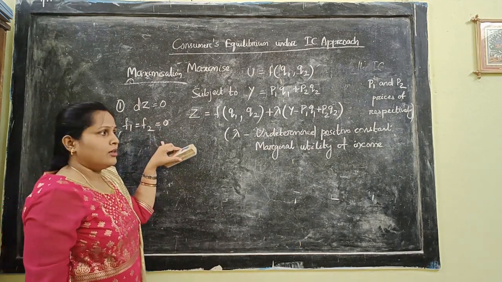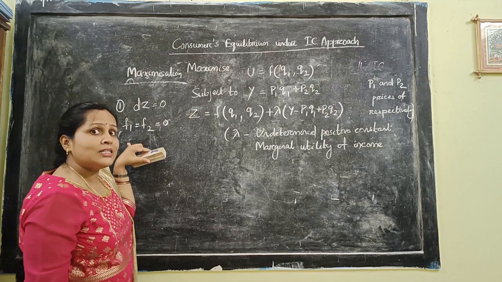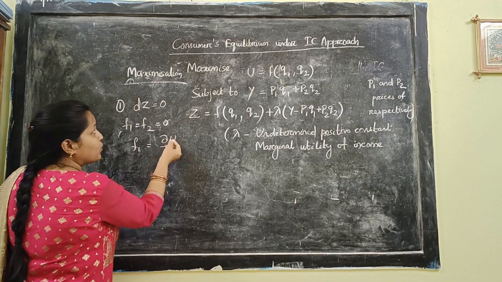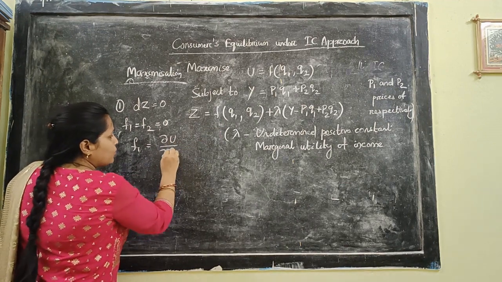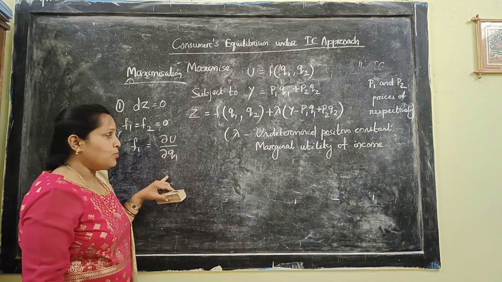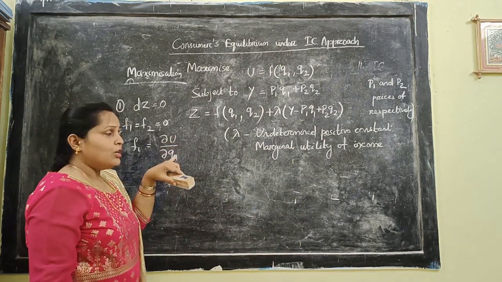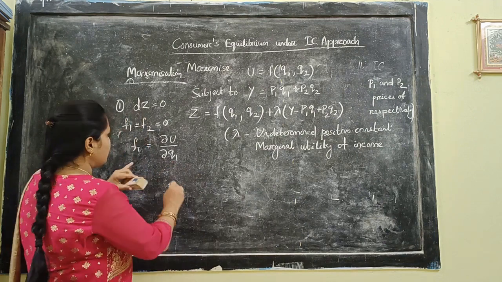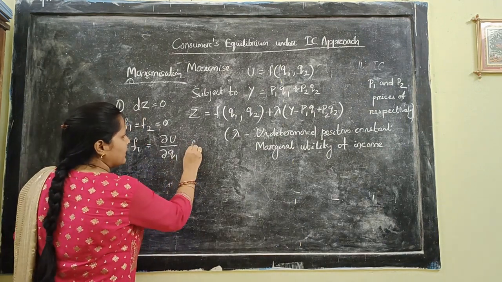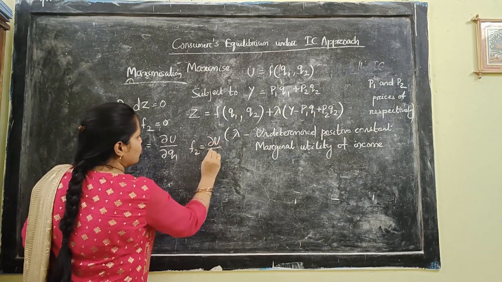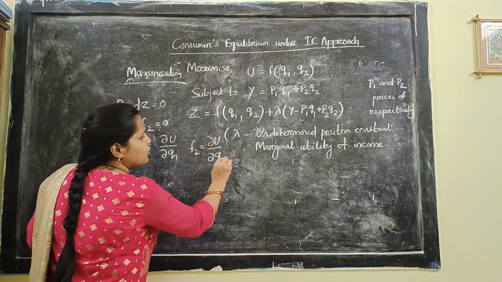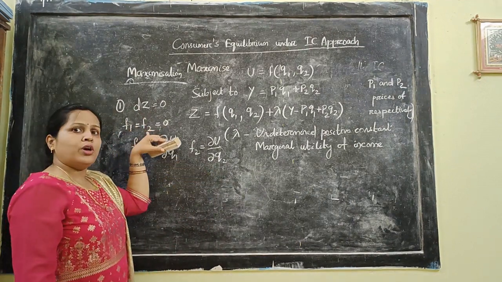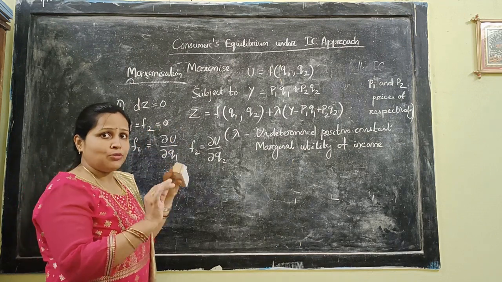So this is the first condition. What does it imply here? F1 is the partial derivative of the utility function with respect to Q1. That means the change in utility due to 1 unit change in the consumption of commodity Q1. Likewise, F2 is the change in utility due to 1 unit change in the consumption of commodity Q2. Right. So your first order condition is F1 equals F2 equals 0.